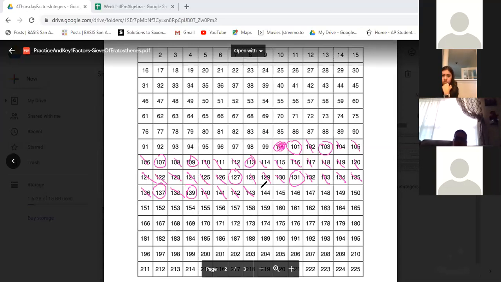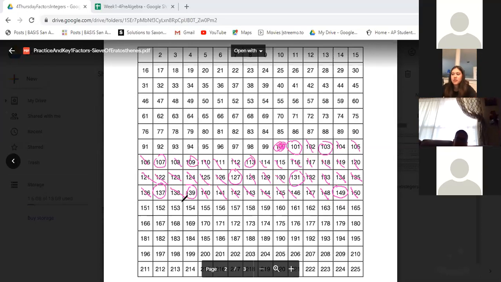144 is crossed out. 145 is crossed out. 146 is crossed out. Crossed out. That's also crossed out. Circled. And crossed out. Okay, Josiah, can you please do 151 to 160?